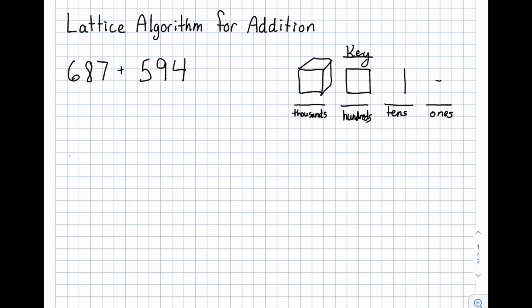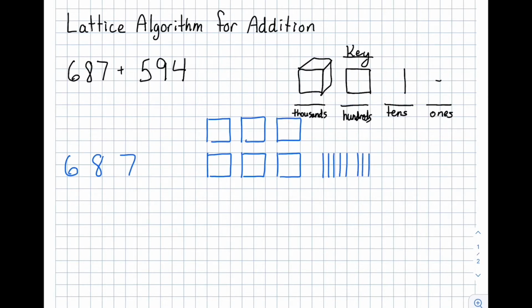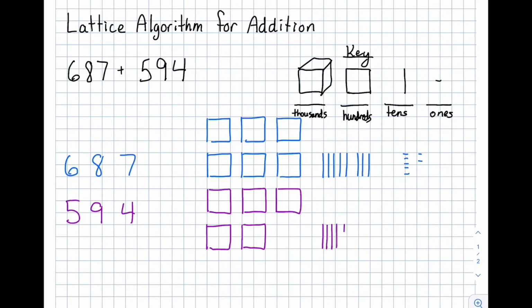Let's start with our first number. We have 687. So we'll have 6 flats, 8 rods, and 7 of the ones. Next, we'll model 594. In our written work, we make sure to align by place value. This is the same as with the traditional algorithm because we want to be combining like-valued parts. This is really clear in the manipulative work, where we again line our like-valued parts so we're combining the same manipulatives. We'll have 5 flats, 9 rods, and 4 units.